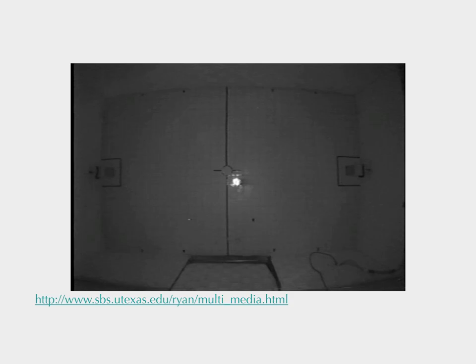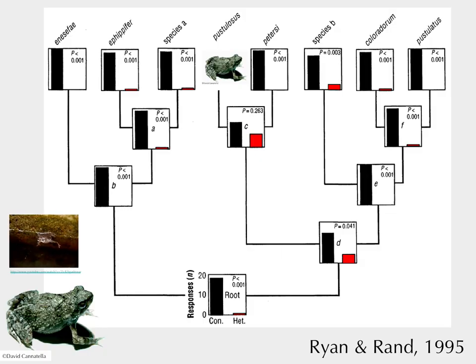Here's the frog. How does she respond to her sister species? The p-value is 0.001. So she recognized her sister species and did not respond at all. That's very good. She's very discerning of different species.